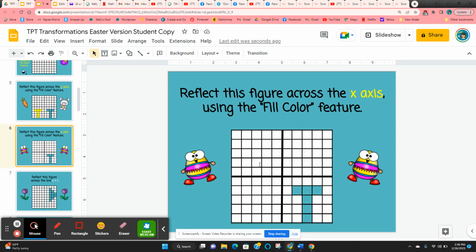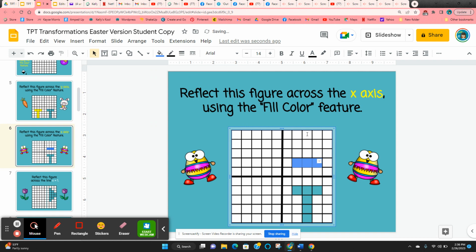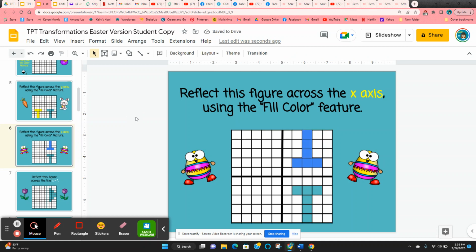Now the next one is the same shape. This time they're going to reflect across the x-axis. So they're just going to be flipping that up. So click and hold. And only 2 steps on this one. So same figure, but this time reflected across the x-axis.